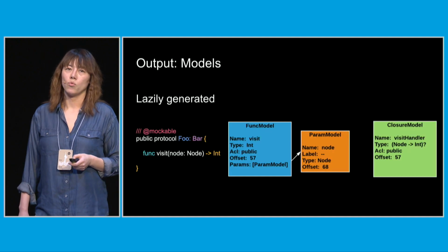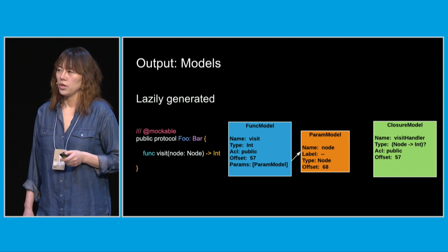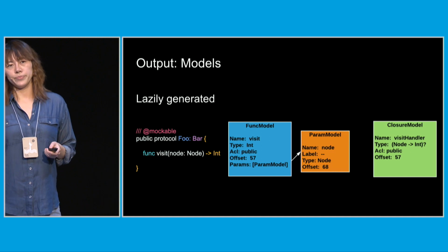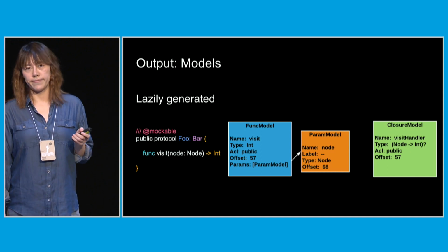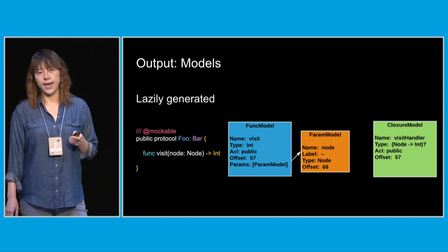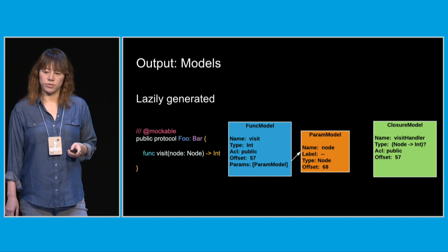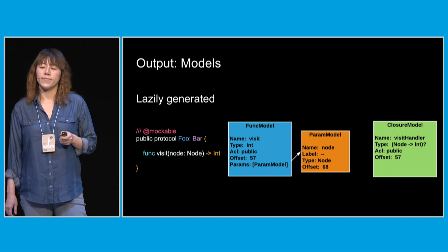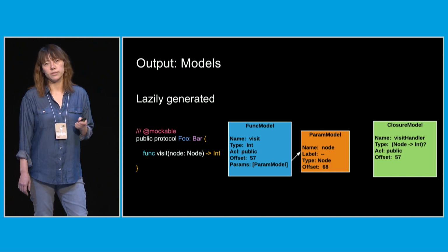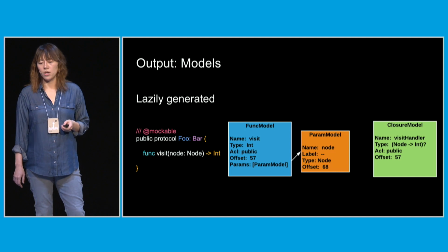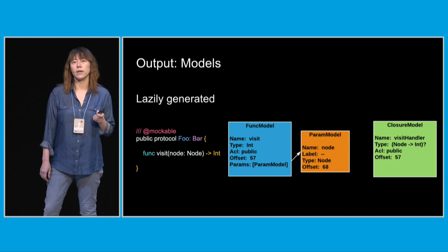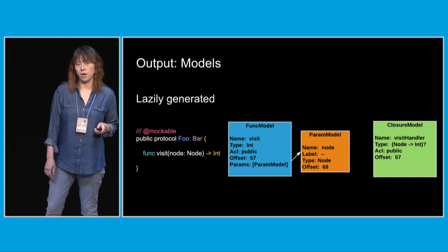During this step, we're also generating models. We generate them lazily for performance reasons. In this example, we create a function model for a function visit, which contains the name of the function, the return type, the access level, and the parameter list, and so on. This references a list of parameter models, which contain the name, label, type, etc. We also create another model for the function handler, which is an underlying closure variable used inside the function body.